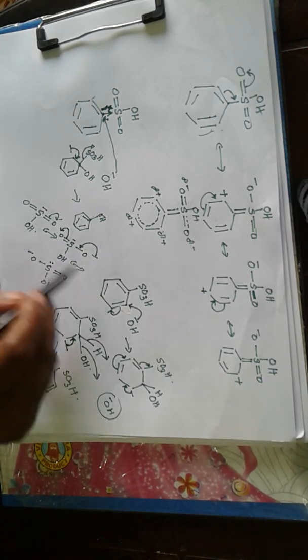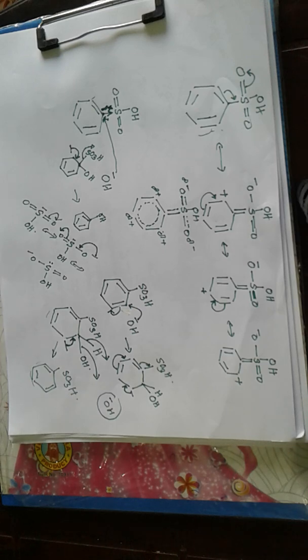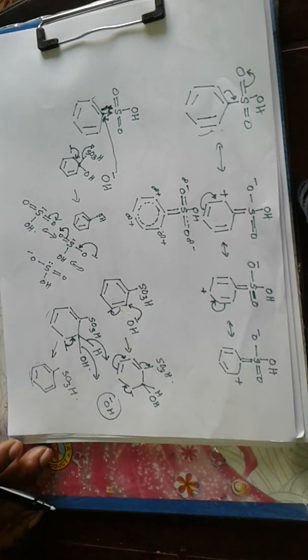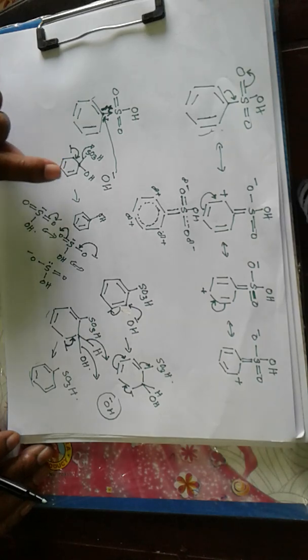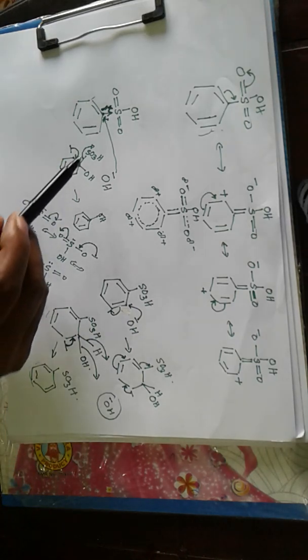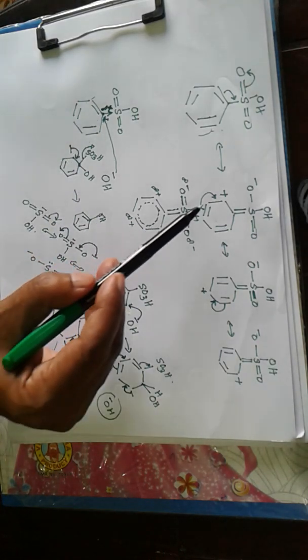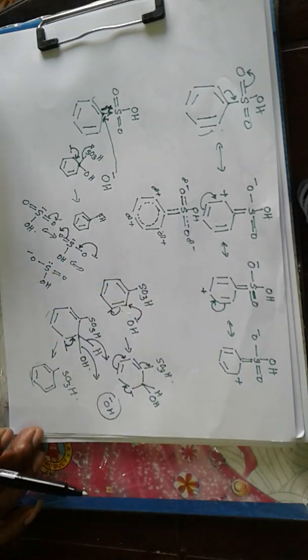So we say the HSO3 negative ion is stabilized by resonance, so it is more stable as a free entity, so it's a good leaving group. So that is why the OH negative nucleophile attacks the alpha position rather than the ortho and para positions.